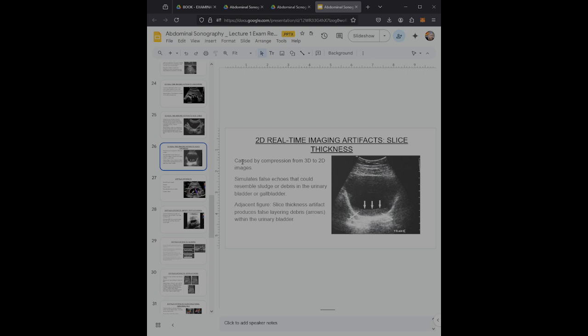Slice thickness. This is caused by compression from 3D to 2D images, and it simulates false echoes that could resemble sludge or debris in the urinary bladder or in the gallbladder. So in this adjacent figure we have slice thickness over here, and it's an artifact, and it has produced a false layering debris, and this is within the urinary bladder.